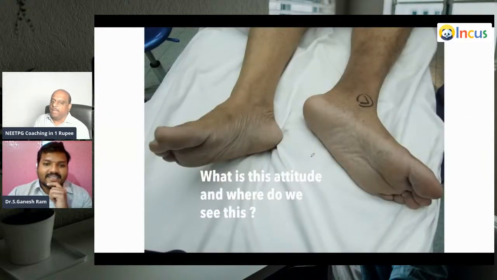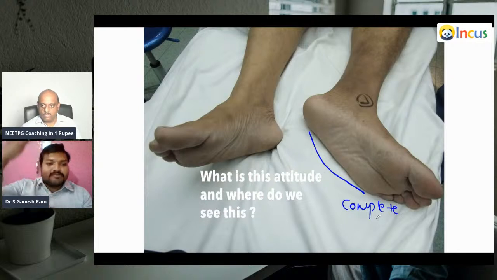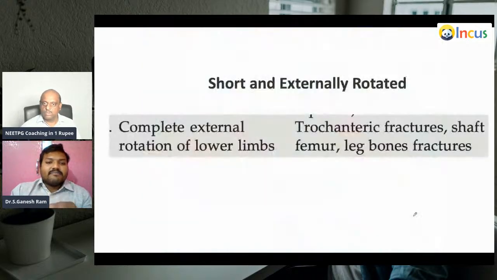Great. And what is this? Here the lateral border of the foot is completely touching the cot. So it is a complete external rotation. Which means all the fractures below the capsule, trochanteric, intertrochanteric, shaft of femur, all these fractures will have this type of appearance. The limb is short.